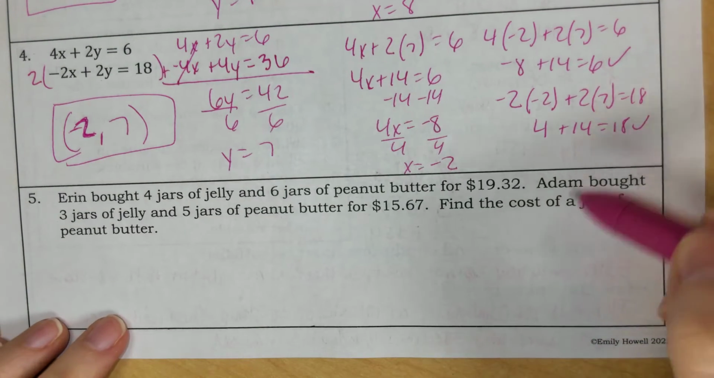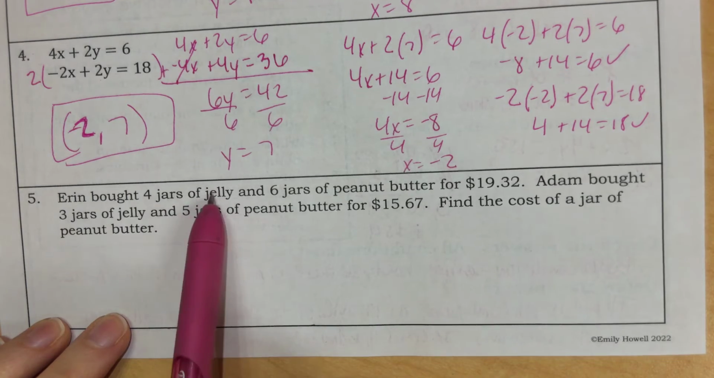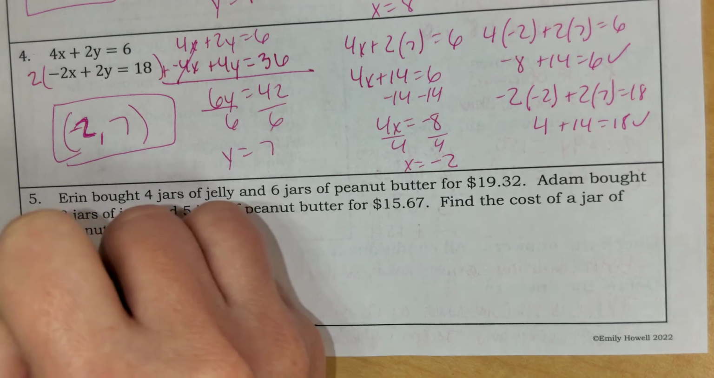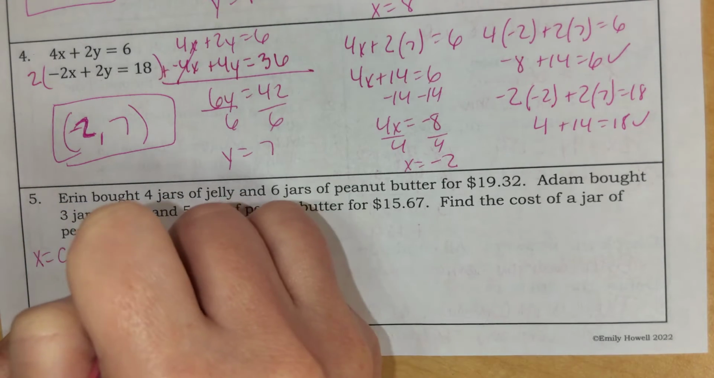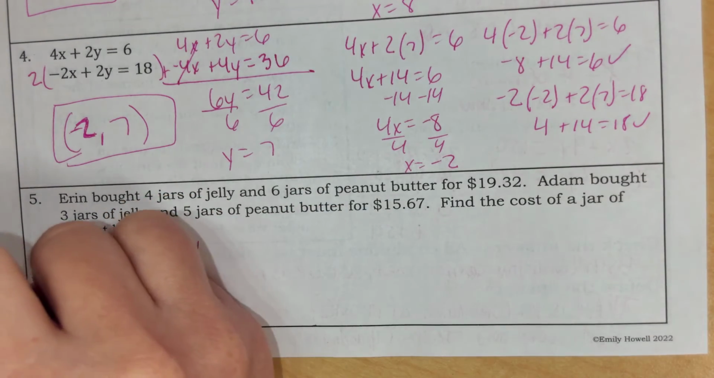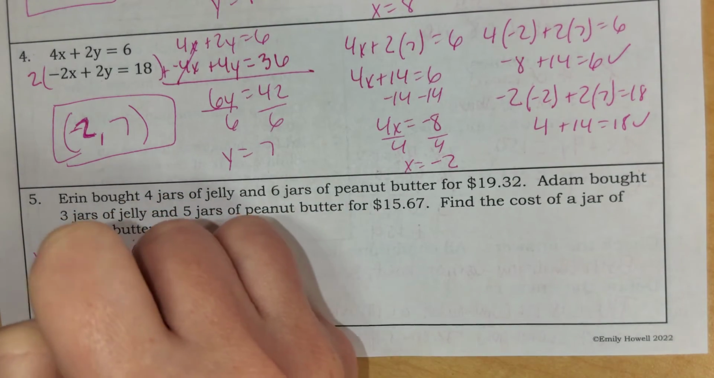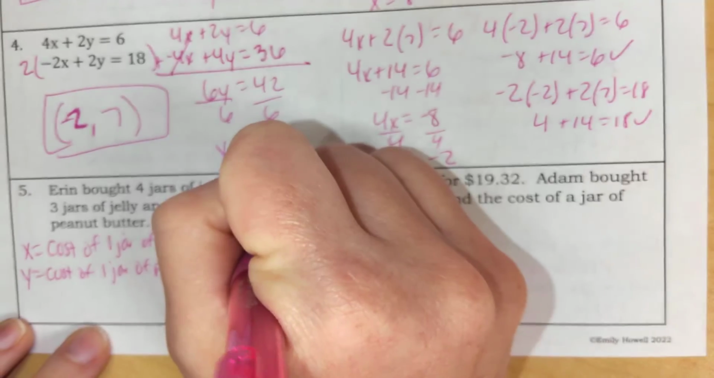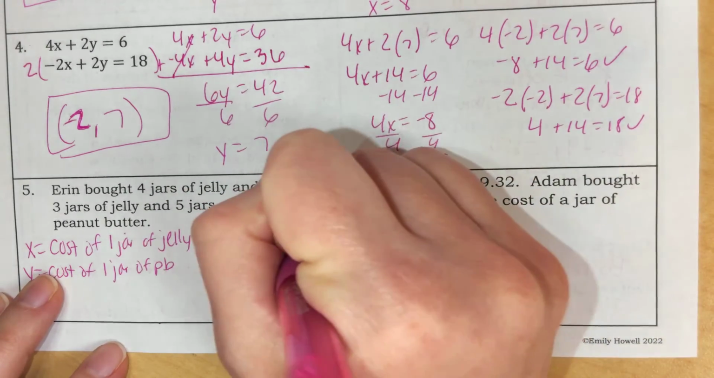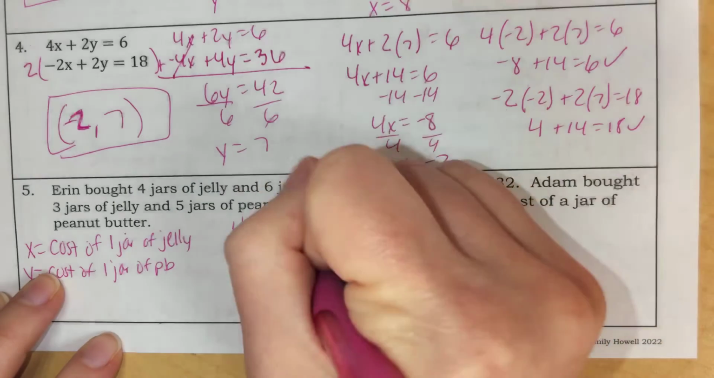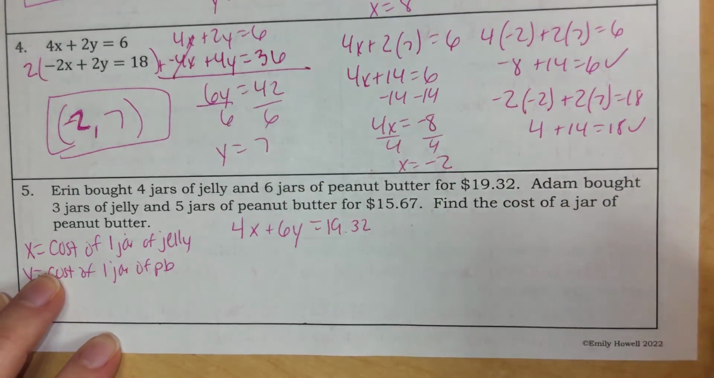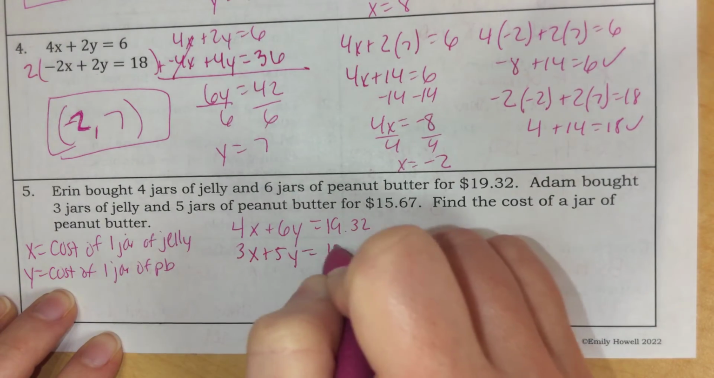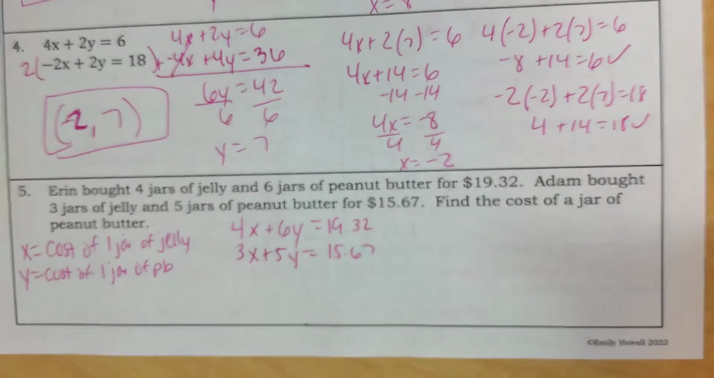So what we don't know here, we know how many they purchased, we don't know what the cost per jar is. So I'm going to call X equal to the cost of 1 jar of jelly, and I'm going to call Y the cost of 1 jar of peanut butter. Okay. Now I know that 4 X's, 4 jelly jars, and 6 peanut butter jars, Y's, totaled $19.32 for Aaron. I also know that 3 jars of jelly and 5 jars of peanut butter totaled $15.67 for Adam. So that creates my two equations.